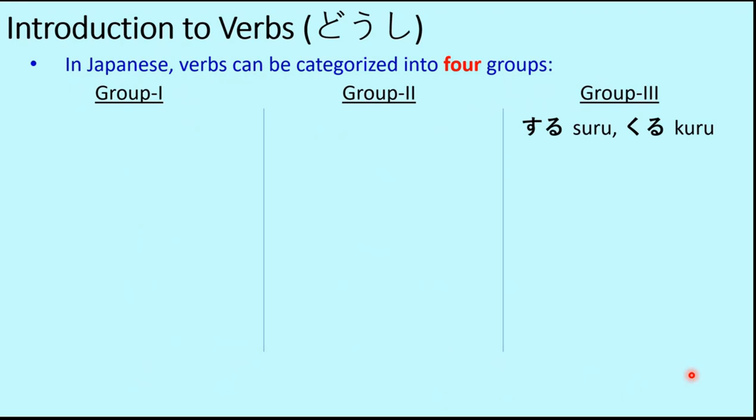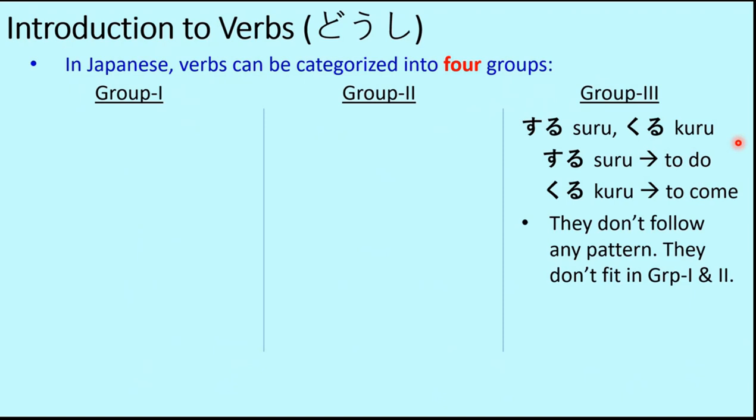So what is there in group 3? The group 3 verbs in Japanese contain just two verbs. One is suru and the other is kuru. So what do they mean? Suru means to do something and kuru means to come. These are the only two verbs which are categorized in group 3. The reason for segregating these two verbs into group 3 is that they don't follow any pattern and because they don't fit in either group 1 or group 2. That's why they have been classified as group 3 verbs.